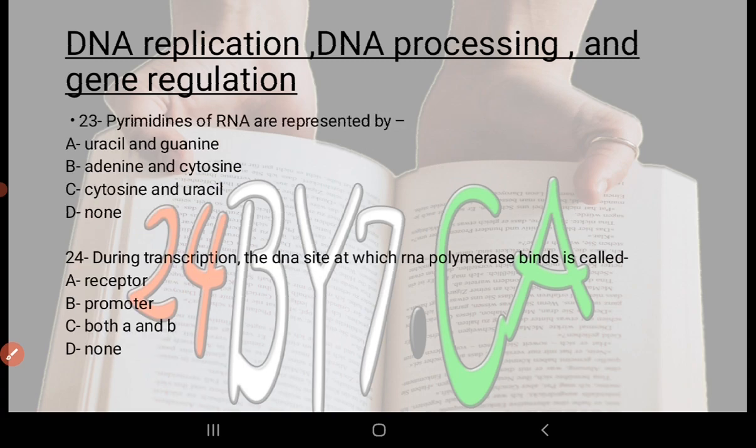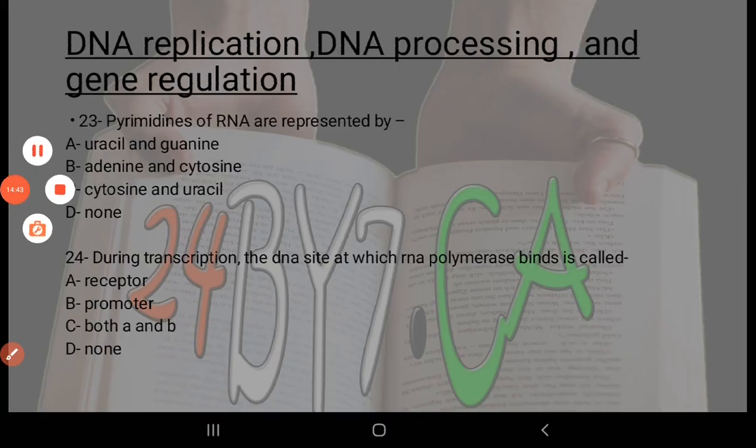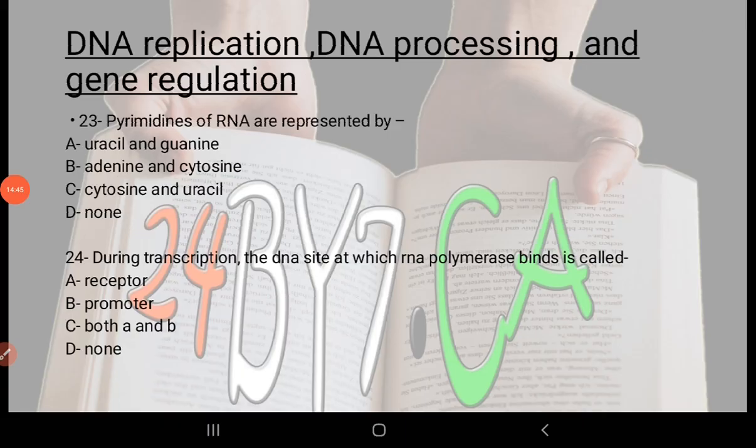Pyrimidines of RNA are represented by: A, uracil and guanine, B, adenine and cytosine, C, cytosine and uracil, or D, none. So the right answer will be option C, cytosine and uracil. Okay, next question.